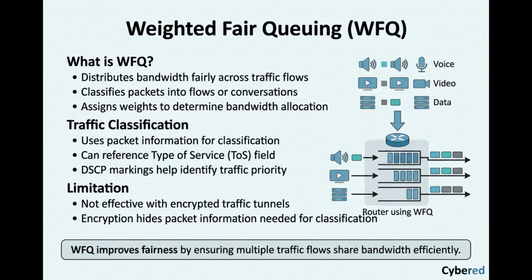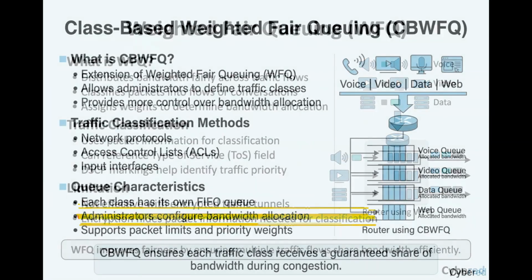prioritized. WFQ, weighted fair queuing, improves traffic management by distributing bandwidth fairly across different traffic flows. The algorithm classifies packets into flows or conversations and assigns weights to determine how bandwidth should be shared. Traffic classification can use information such as the type of service field in the IP packet, where DSCP markings are located. One limitation of WFQ is that it does not work well with encrypted traffic tunnels, since encryption hides the packet information required for classification.